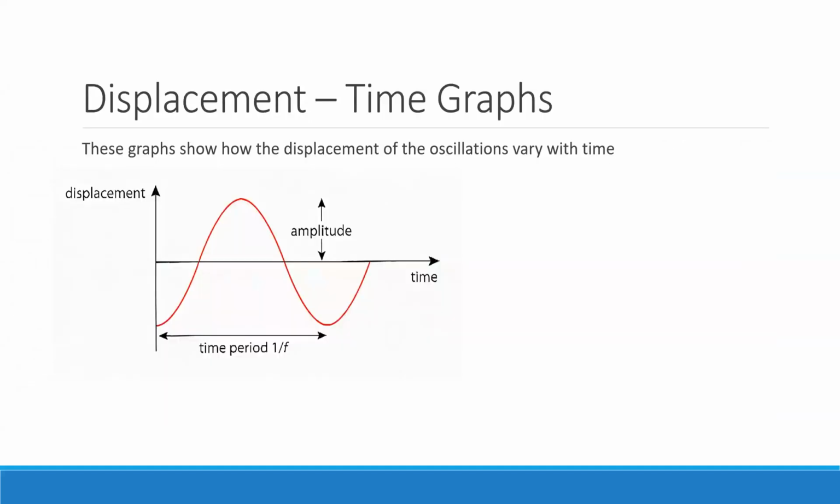Okay, so displacement time graphs now. A lot easier. And I have a question for you all. What variables can you extract from a displacement time graph? Velocity. No, not velocity. It's in front of you. It's on the screen. The amplitude and the time period.